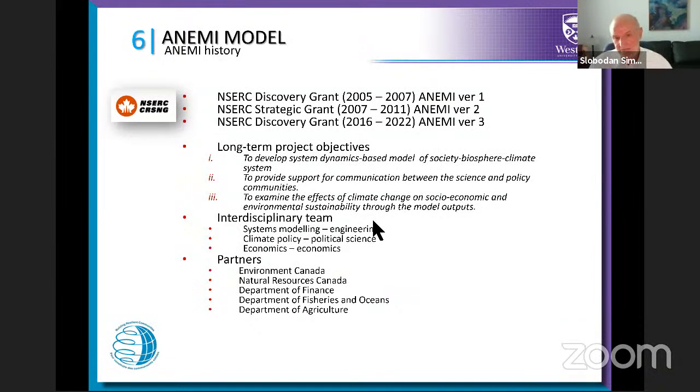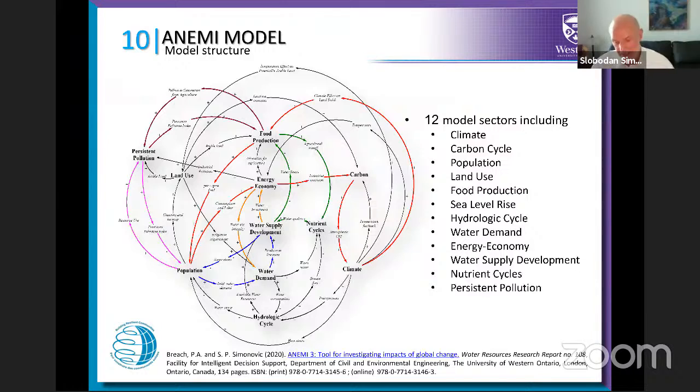So the members of the team, all from different groups, you can see economics, policy, political sciences, systems modeling, engineering, worked with the representatives of the federal departments of environment, natural resources, finance, fisheries, and agriculture in order to kind of develop and transfer the model to these departments for their policy making.